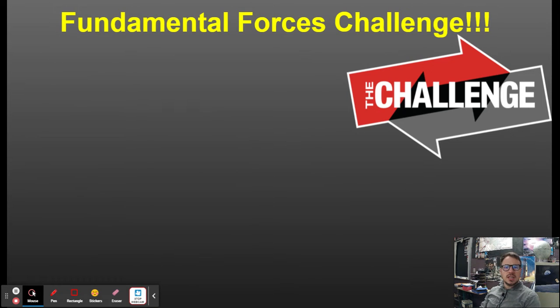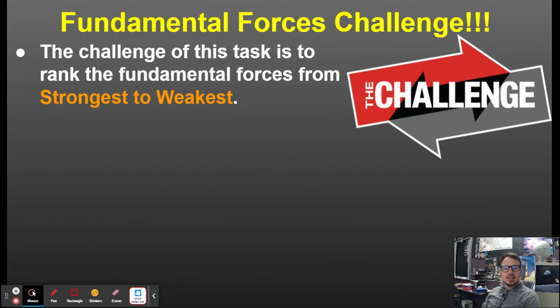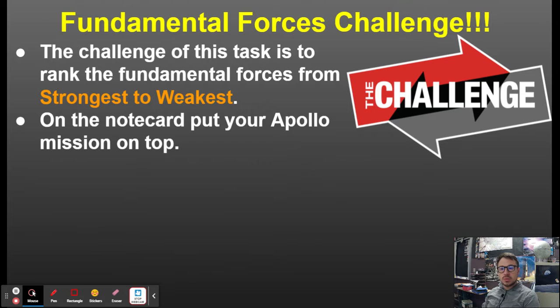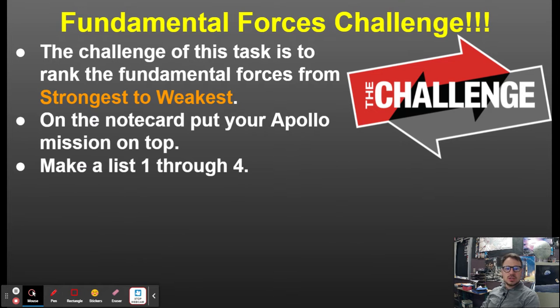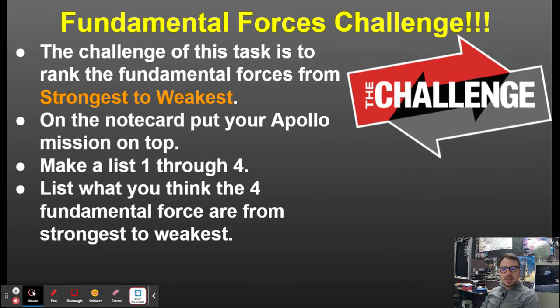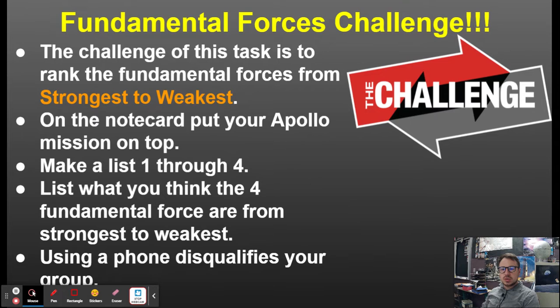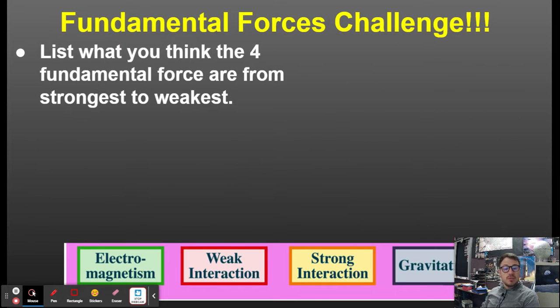So the first thing that I would have you do is the fundamental forces challenge. The challenge of this task is to rank the fundamental forces from strongest to weakest. You just make a list 1 through 4, and you list them from strongest to weakest. These are the four fundamental forces of the universe: electromagnetism, the weak force, strong force, and gravity.